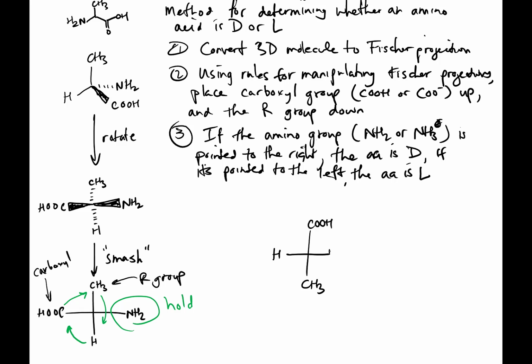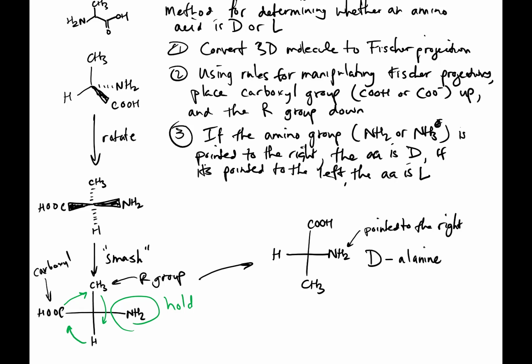COOH is here, and the NH2 is there, right? And so obviously we've got our amino group pointed to the right, with the other things being true. The other stipulations have been accounted for, we've checked those boxes, and so we're going to call this a D amino acid. We actually call it D-alanine in this case.